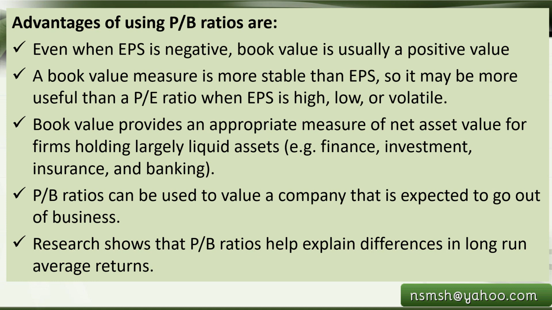Advantages of using PB ratios are, even when EPS is negative, because book value is usually a positive value, the ratio is always positive. A book value measure is more stable than earning per share. So it may be more useful than a price earning ratio when earning per share is too high, too low, or highly volatile. Then we can use the PB ratio instead of the price earning ratio, because it is more stable. Book figures do not change quite often.